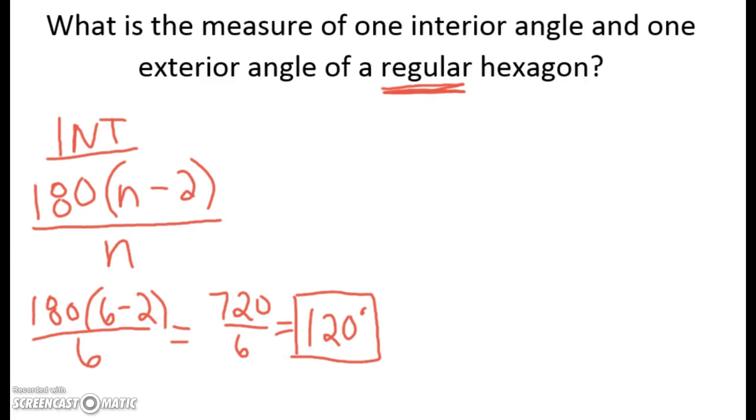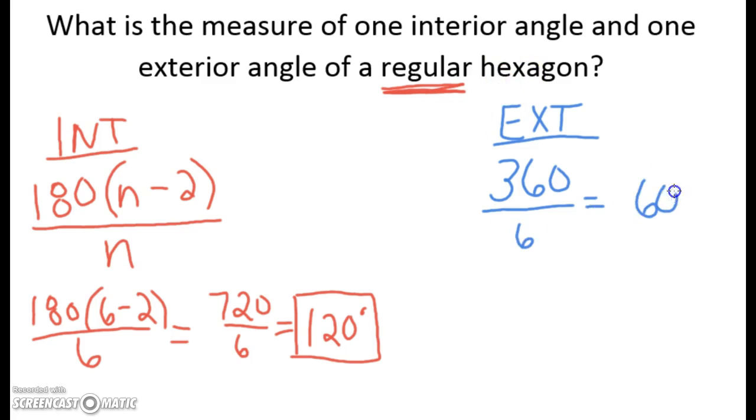Now I'm going to do one exterior angle. We learned that all of the exterior angles add up to 360 degrees every single time, regardless of what shape it is. All right, if I take that 360 degrees and I divide it into the number of equal pieces I have, so in a hexagon I have 6, I'm going to know exactly how big one exterior angle is.